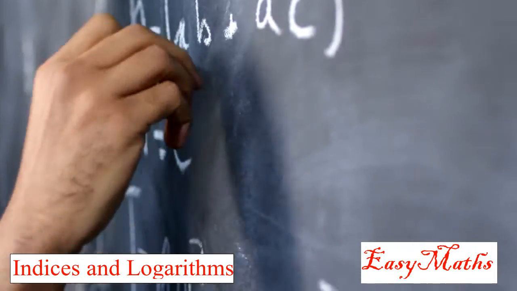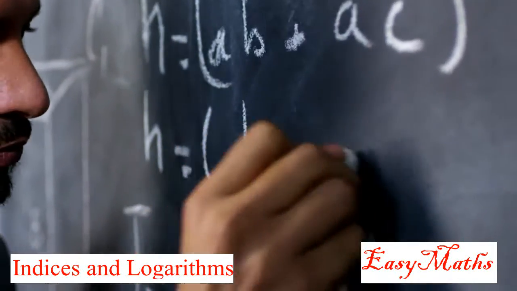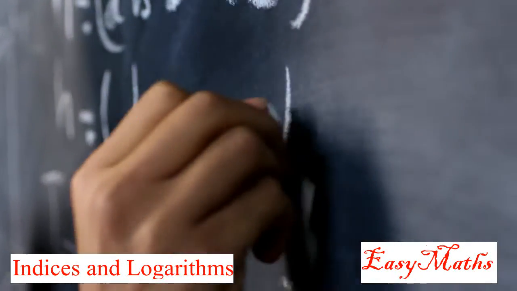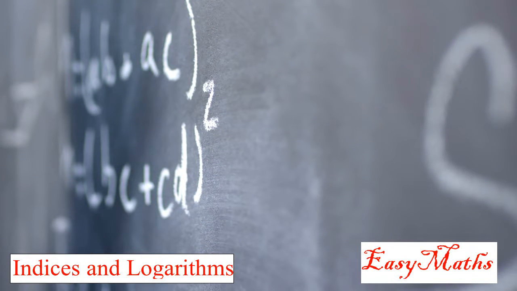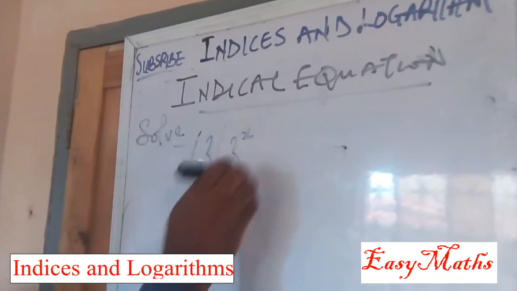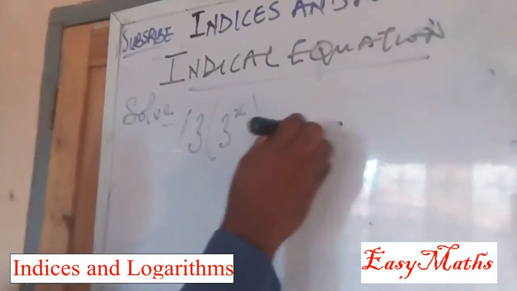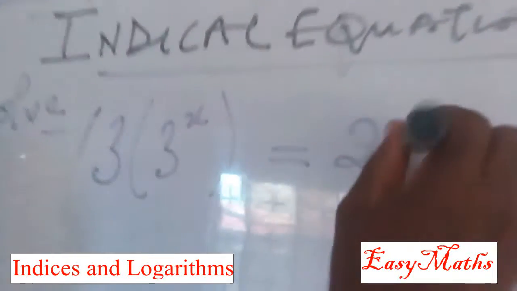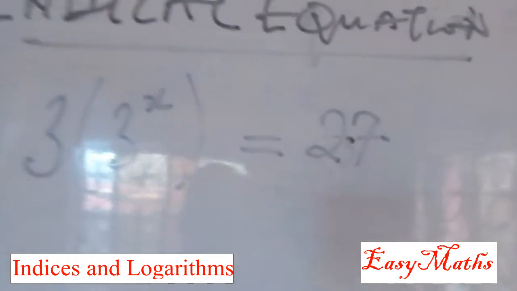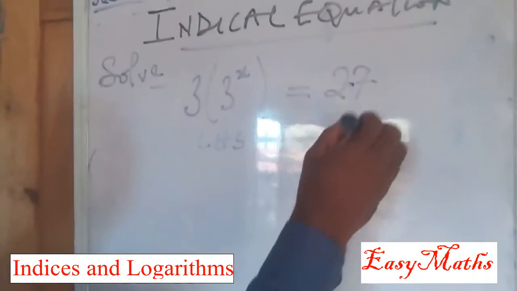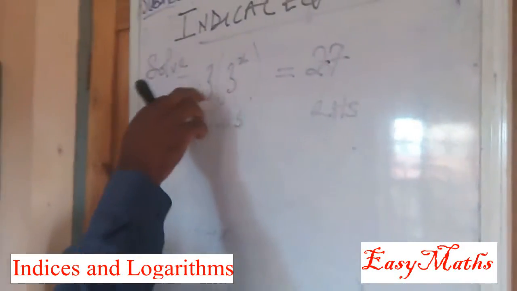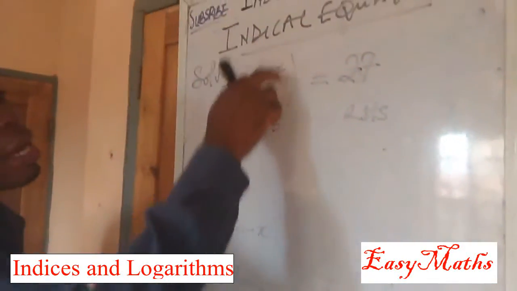So, okay, I will solve another equation for us on the board. We have 3 into 3 raised to power x. 3 into 3 raised to power x is equal to 27. Now look at what is on the left hand side here, in this equation. The left hand side is 3 multiplied by 3 raised to power x, equal to 27.